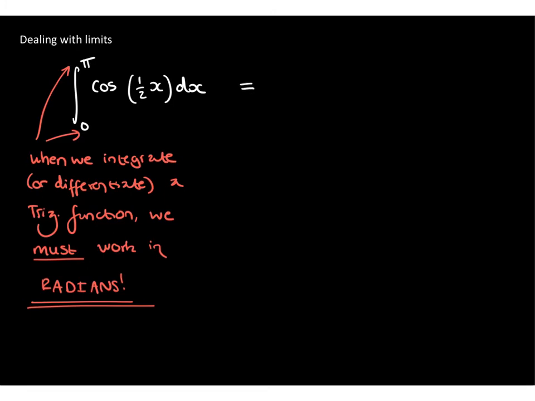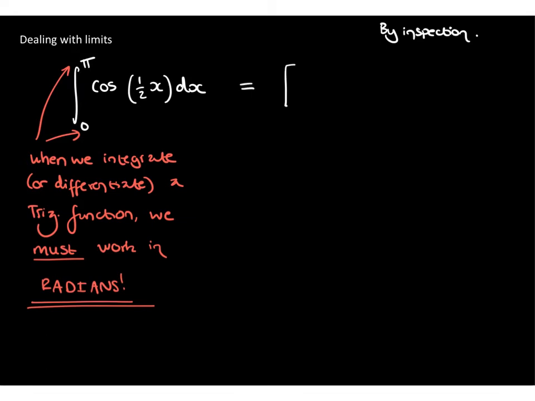Now, I'm going to do this by inspection rather than using integration by substitution. If I wanted to use the full integration by substitution process, I would set u equal to a half x, but it's such a simple integral that I'm going to do this by inspection, which means I can work entirely in terms of x and I don't need to change the limits.